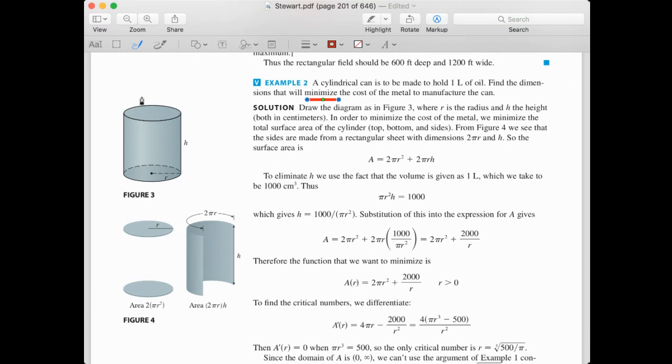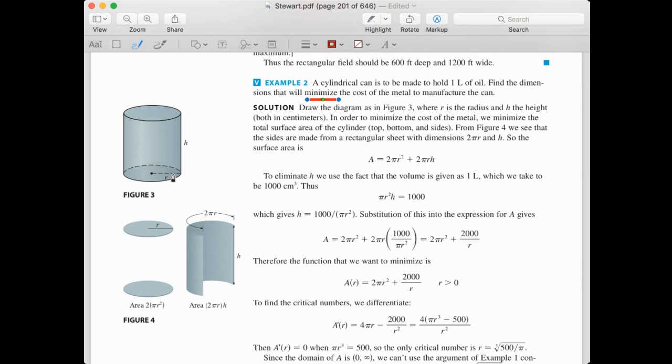So we have the volume, right? The volume is given, it holds 1 liter, and we want to find the minimum area, right? So minimum the cost. The more material we use, the more money, right? We want to use the minimum material, which means we want to minimize the surface area of this cylindrical can.